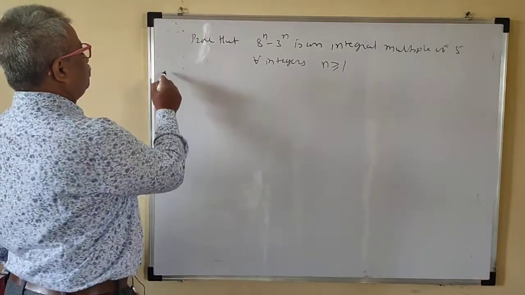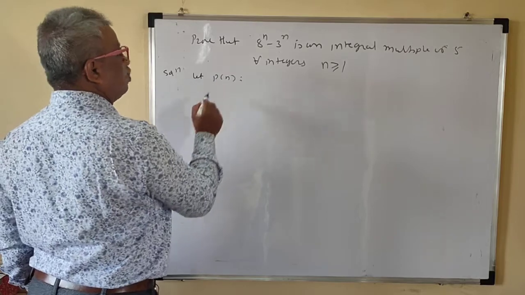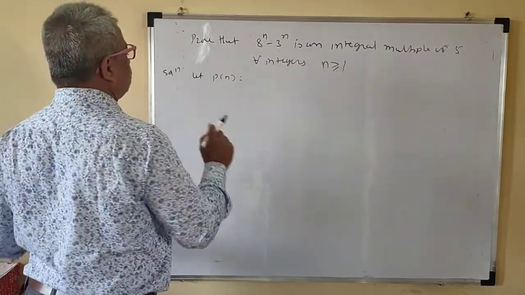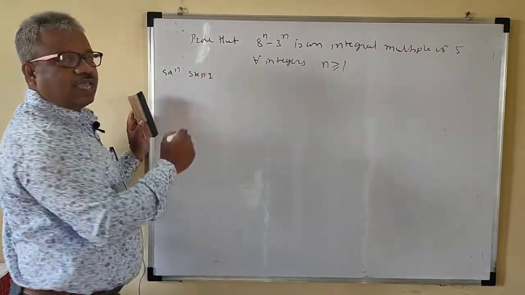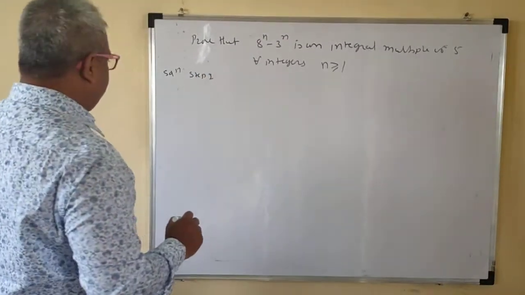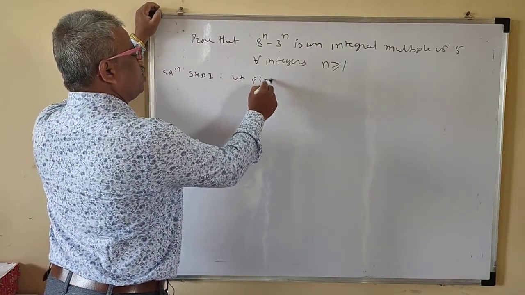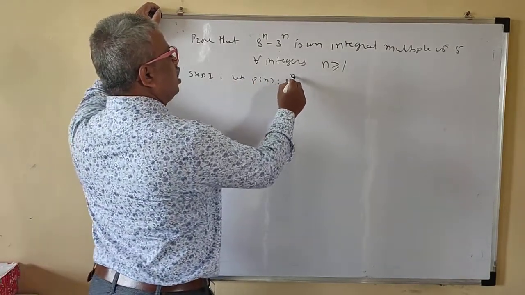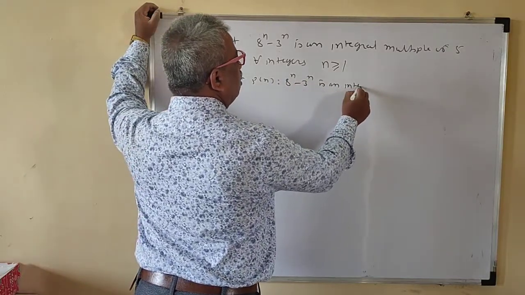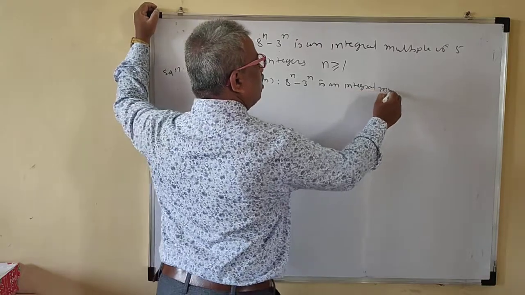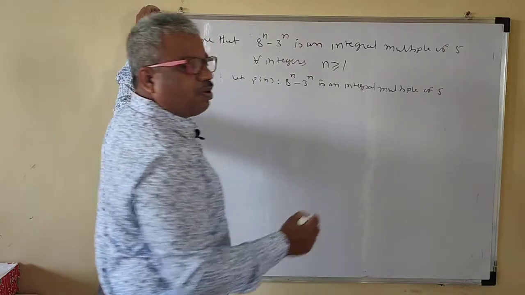Okay, solution. So we'll apply mathematical induction. Step 1: Let Pn denote the statement that 8 raised to n minus 3 raised to n is an integral multiple of 5. Integral multiple of 5 means what?